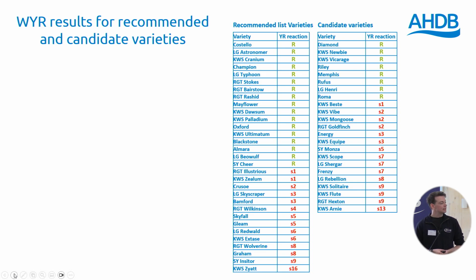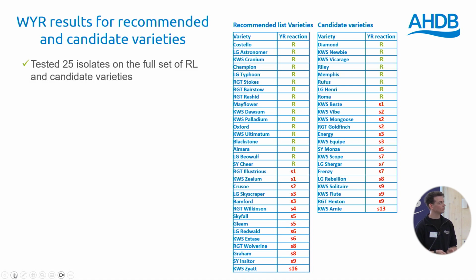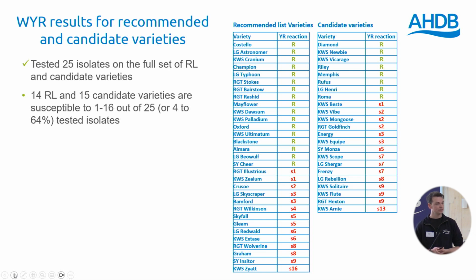So now the same 25 isolates that we selected for the differential tests get tested on the recommended list and the candidate varieties. This table here just shows you their reactions. Anything with an R was resistant and anything with an S was susceptible, and the number next to it just corresponds with how many isolates that was susceptible to. So we found 14 of the recommended list and 15 of the candidate varieties were susceptible to up to 16 of the 25 isolates we selected, or 64%.